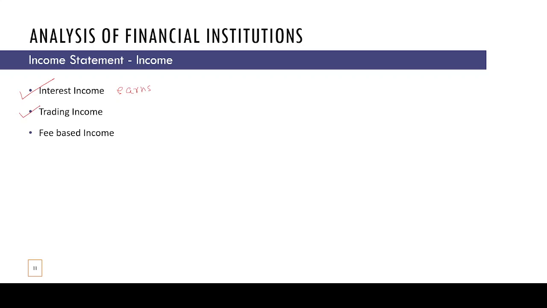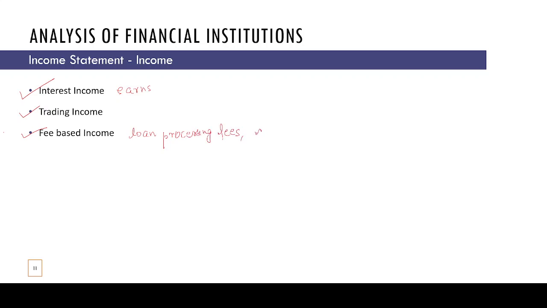Then we have your trading income. Now this is the income earned by the bank from its trading activities, from its investments in stocks and bonds. Then you have your fee based income, right? So fee based income could include your loan processing fee, right?